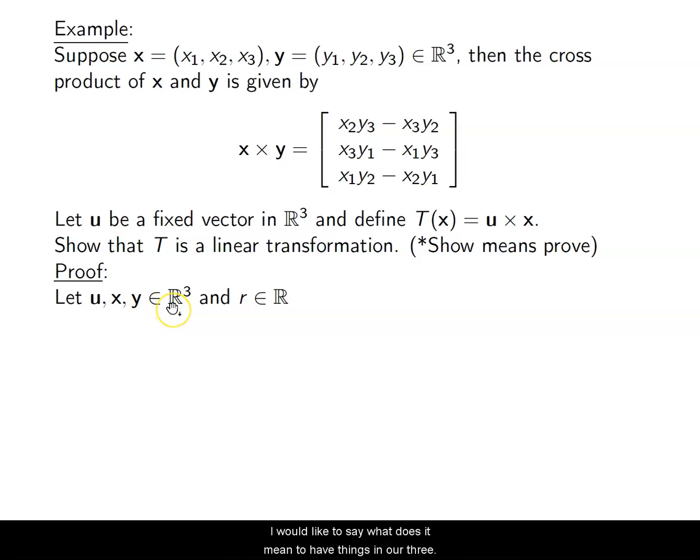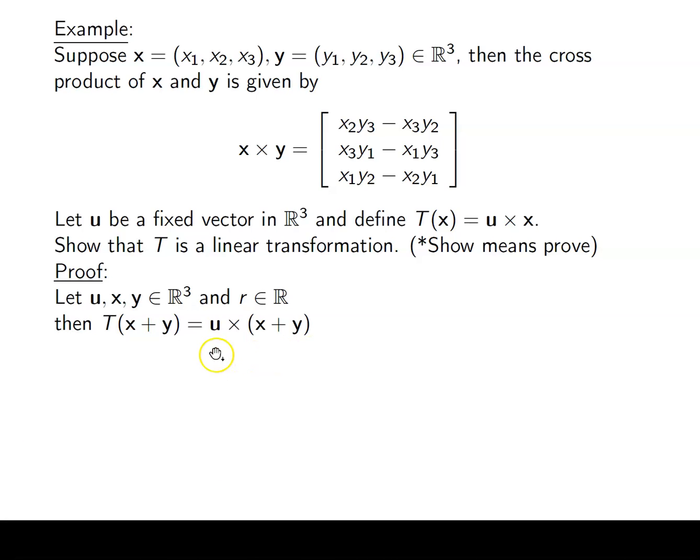Although I would like to say, what does it mean to have things in R3, right? So what I'm going to do is talk about what happens when I have T of x plus y. Okay, so when I have my two vectors in R3 and I add them together and I plug that addition, that sum, into my transformation, what does that look like for me? I'm going to have x plus y as my variable, right? Because I'm plugging that in.